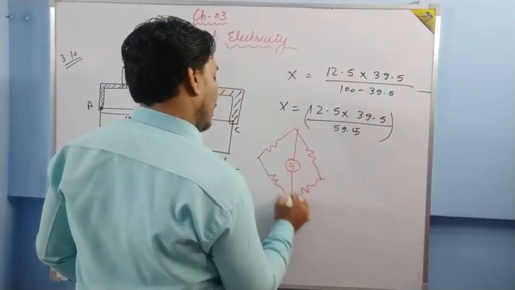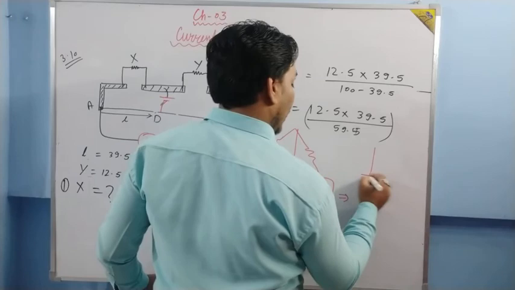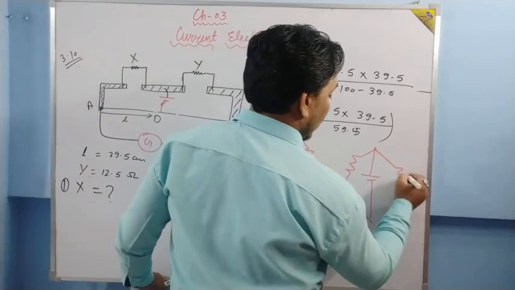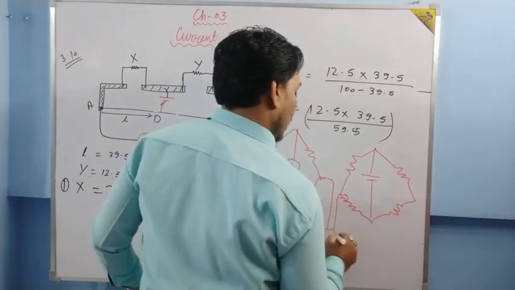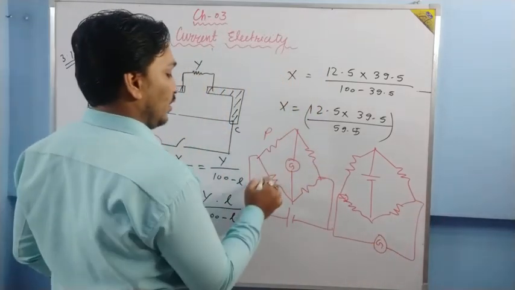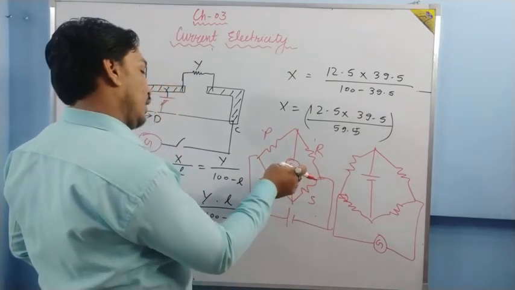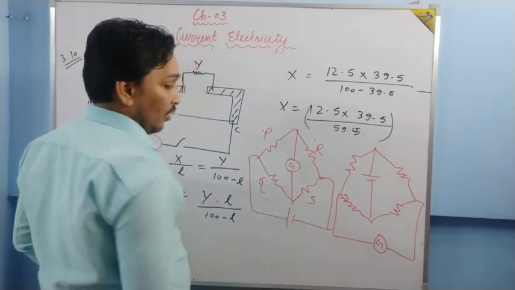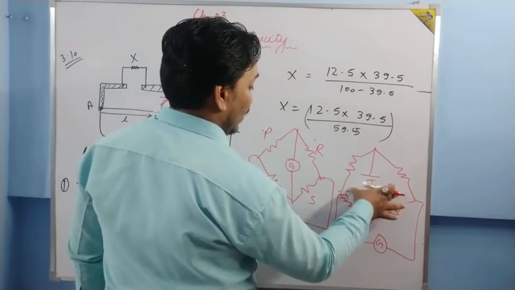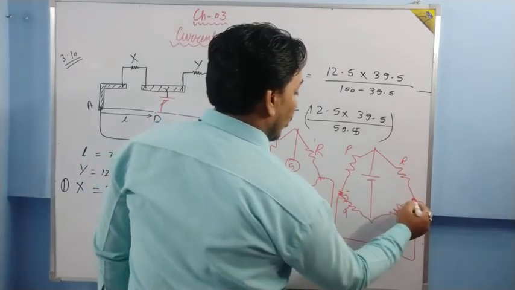If this is the galvanometer and this is the cell, and they get interchanged, then here it is the cell, here is the resistance, here is the resistance, here is the resistance, here is the resistance, and here the galvanometer is there. How will you define the balance condition over here? If this is P, this is Q, this is R, this is S, then P upon Q is equal to R upon S. Earlier the galvanometer was connected between these 2 points.